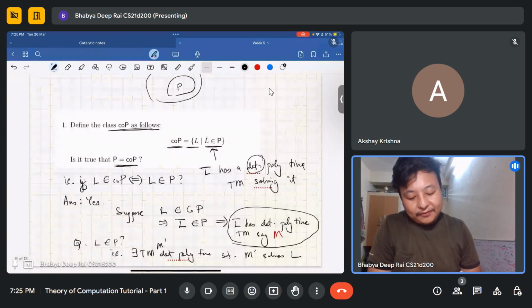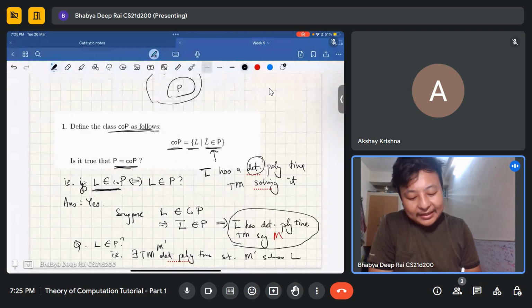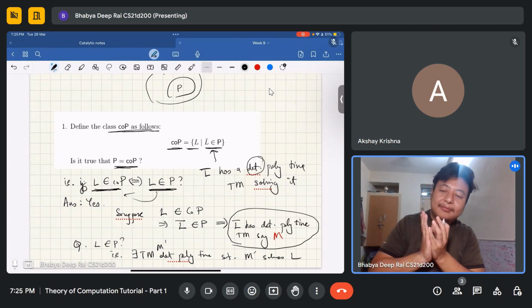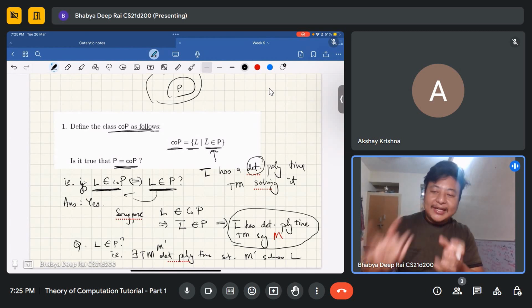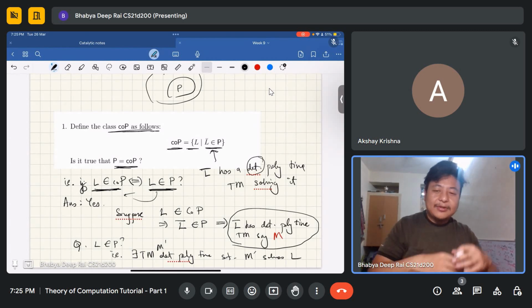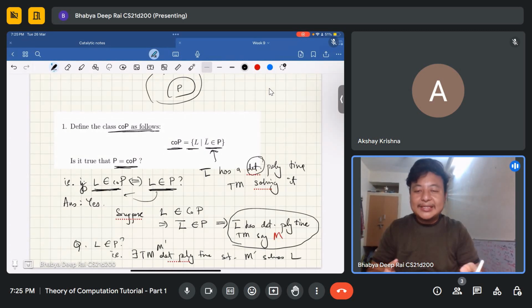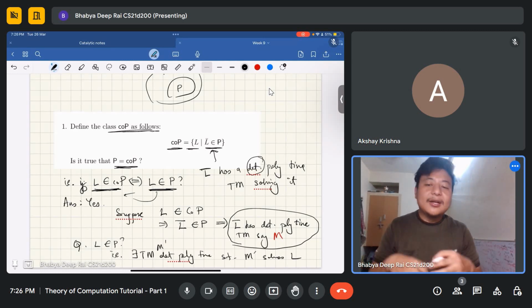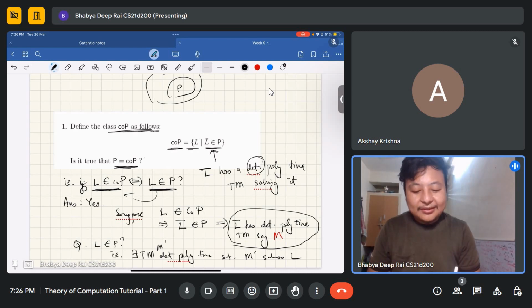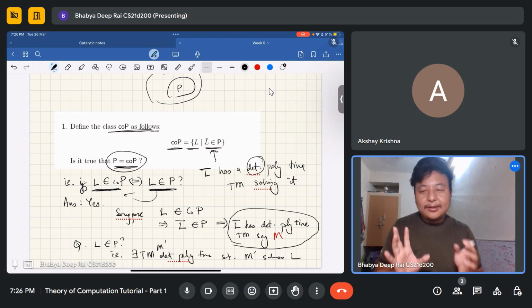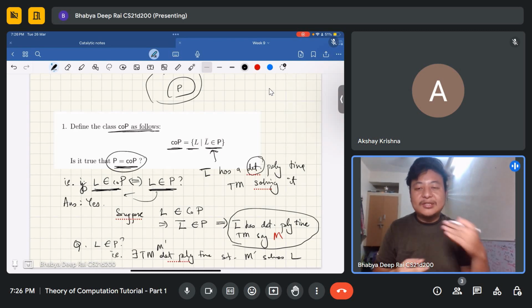Okay, so now we've shown that if L is in co-P, then L is in P. How do we show the other direction? If L is in P, same thing we do. If L is in P, we have a deterministic polynomial time machine for L. Now we want to decide L bar in polynomial time. We'll just run the machine, and if the machine says no, we say yes. If the machine says yes, we say no. And this entire machine runs in deterministic polynomial time. So it is true that P is equal to co-P. In other words, we say that the class P is closed under complementation.